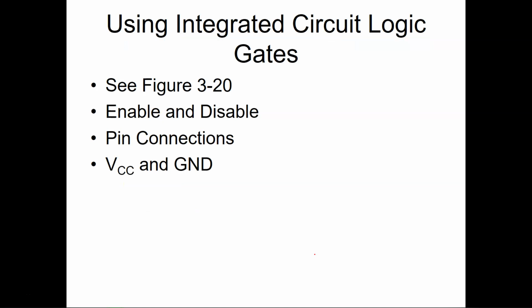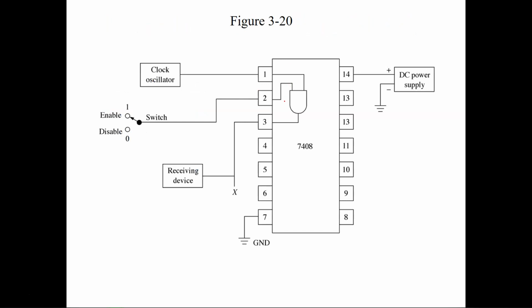Okay. So using integrated circuit logic gates, this is how you would end up looking at something like this: if you put a clock oscillator on one end and you have your enable disable switch here, this is again an AND gate, then you would have your receiving device come out at 3. I wish y'all had your books, but I know y'all don't have them just yet, because you could look at these gates on the front cover of your book. So this particular chip could be your 7408. Those are your typical AND gates.